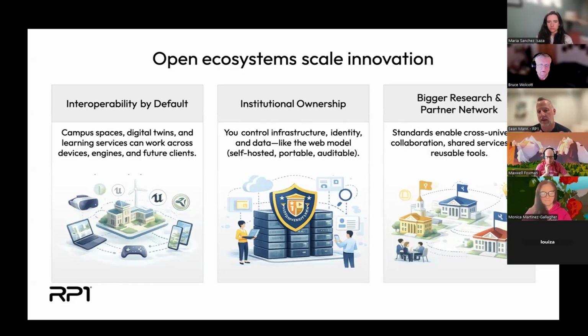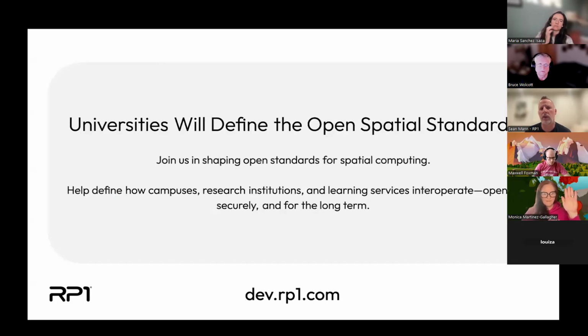And of course, as I mentioned, you have to be able to own all your data, your revenue, and securitize all of your assets just like you would your web infrastructure. This is really important. Institutional ownership and interoperability are extremely important in what we're pushing out. These are really what's going to push, I believe, the XR industry to a global scale. We really believe that universities will be the big mainstream of defining the open spatial standards.